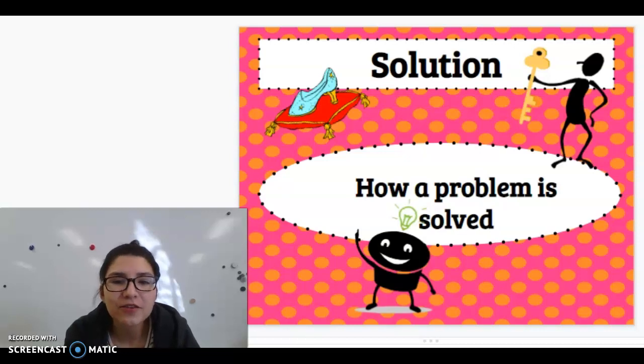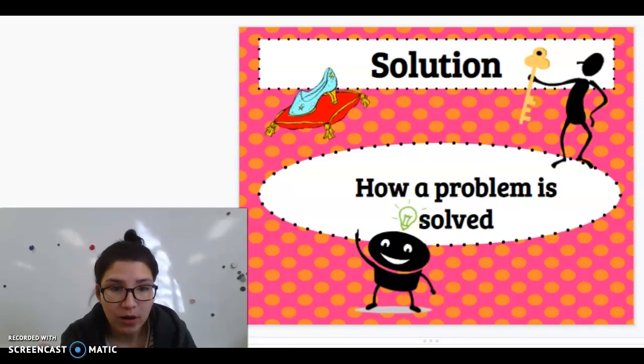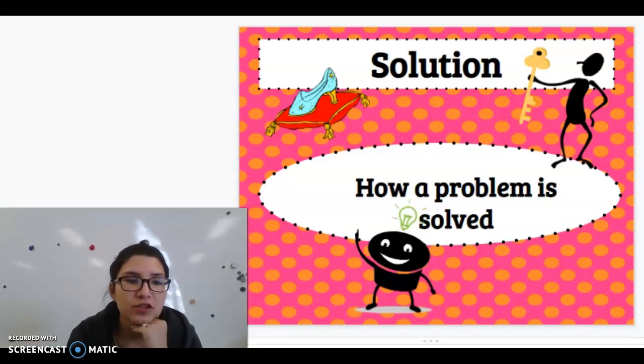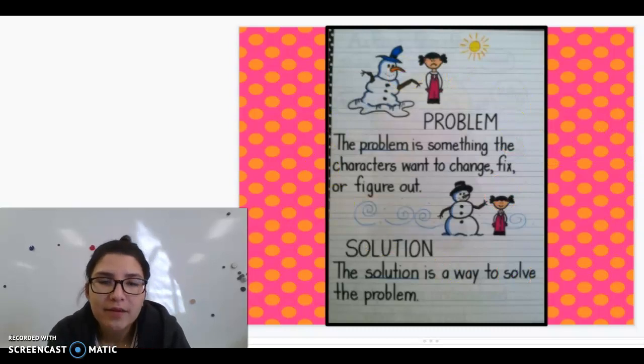Okay, so if you think that the way I could fix my problem is by tying my shoe, you're right. So, for example, you're going to have a problem. How can that problem be solved? That's called a solution, all right? So, I have this little example here. Problem: the problem is something the characters want to change, fix, or figure out.